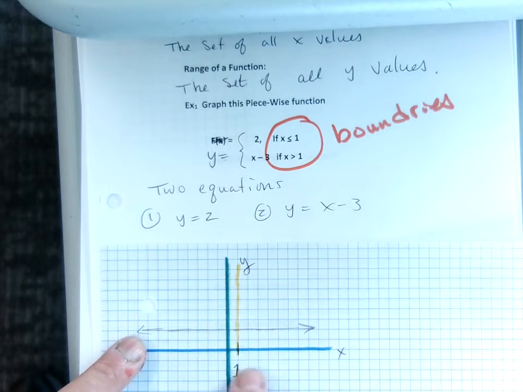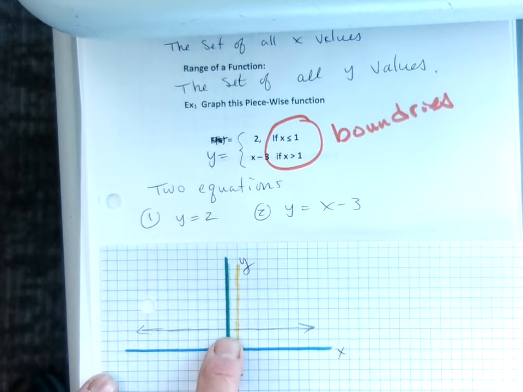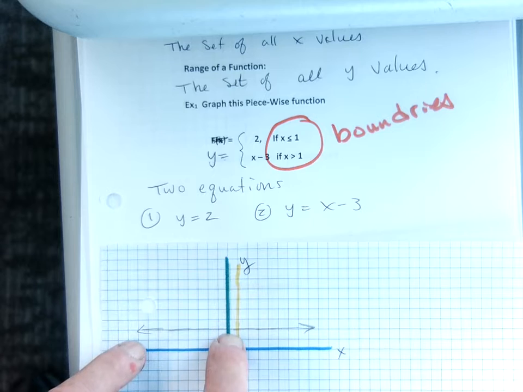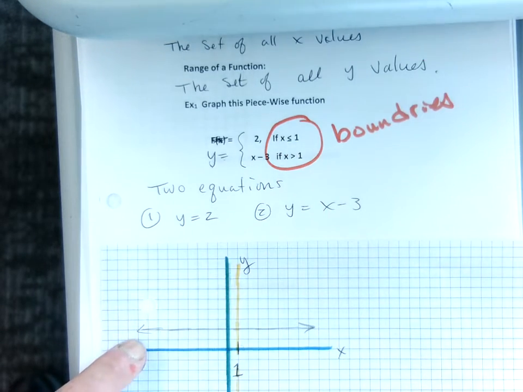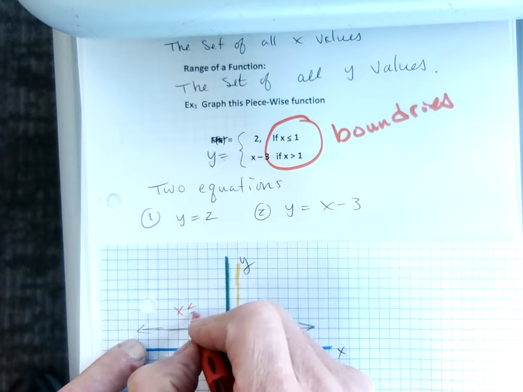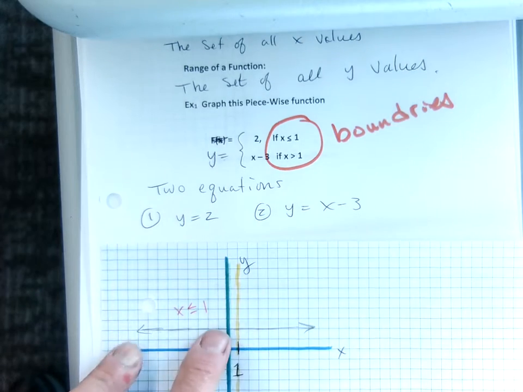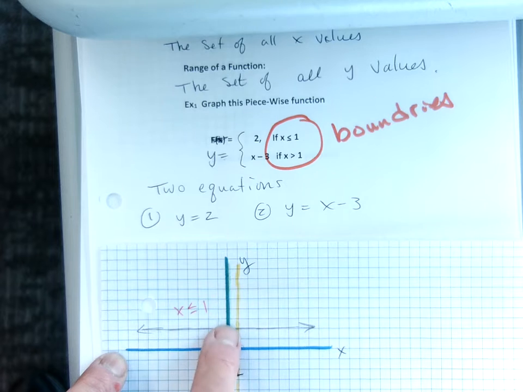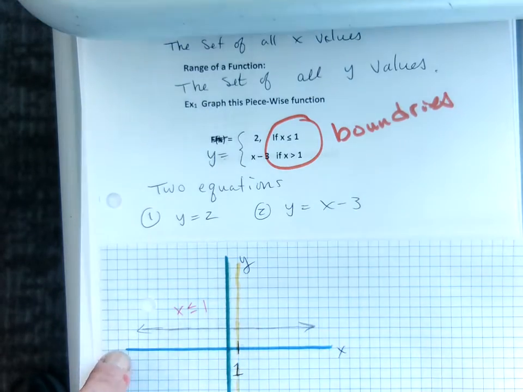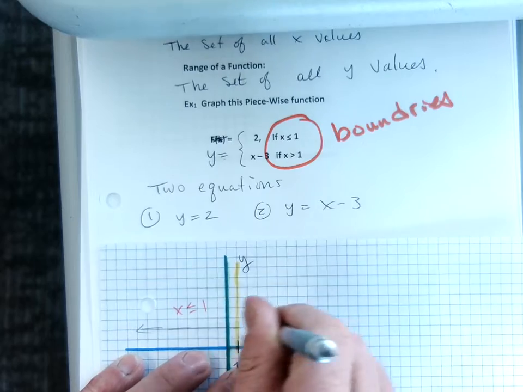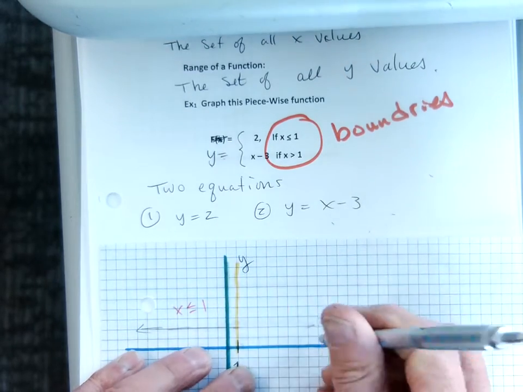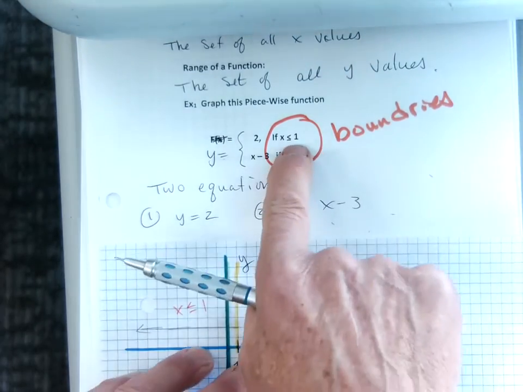But I don't want all of it. I have a boundary, so I'm only going to have part of this graph. The part I'm going to have on this one is where x is less than or equal to 1. So my y equals 2 graph is only going to be here on the left-hand side. So 1, I only want less than or equal to 1, so I'm going to erase. I don't need this. And the right hand of the graph does not exist because we only want where it's less than or equal to 1.